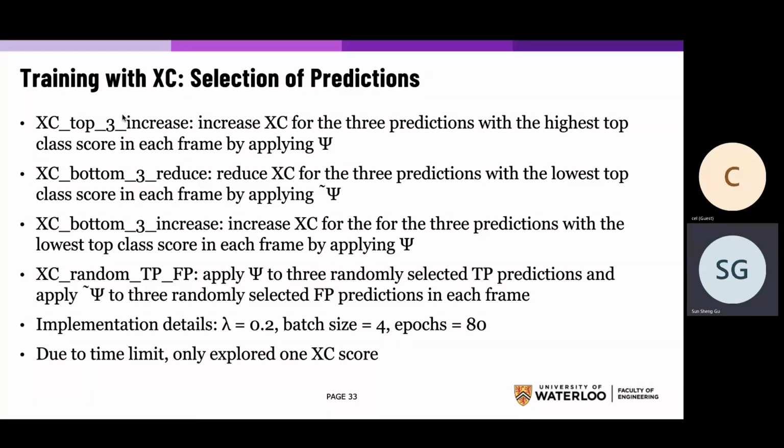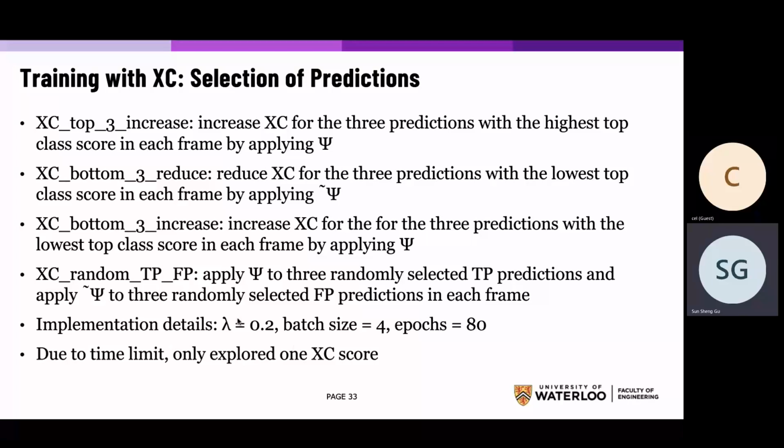Okay, now let's discuss some training strategies that we explored. We explored one strategy, we call it XC top 3 increase. This is to increase XC values for the high confidence predictions. And then XC bottom 3 reduce, this is to reduce XC for the low confidence predictions. And then we have XC bottom 3 increase, this is to increase XC for the low confidence predictions. And then lastly, we have XC random TPFP. This is to increase the XC values for the TP predictions, and then reduce XC values for the FP predictions.